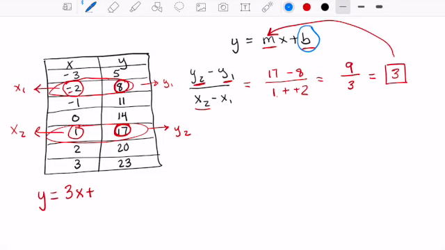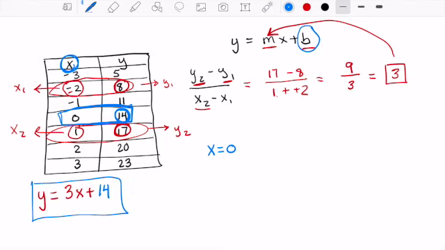Our y-intercept is wherever x equals 0. So I'm going to look in the x column of my table, and I'm going to find where x equals 0. Whatever number is next to the 0 for the y value, that is my y-intercept. And I'm done. That is how we create an equation of a line from a table.